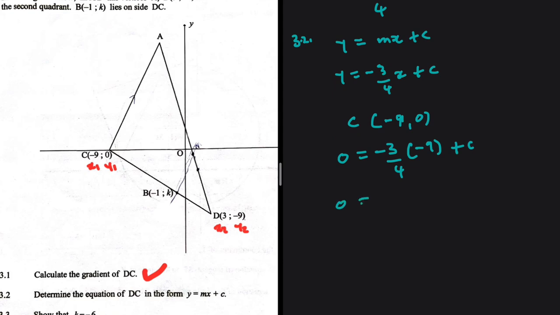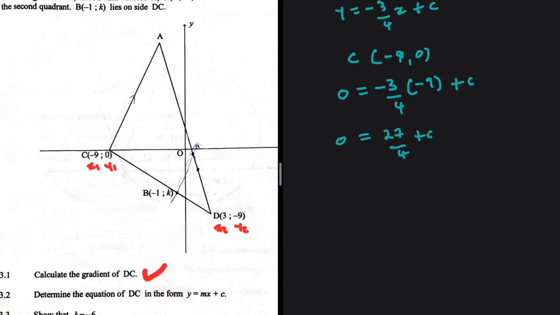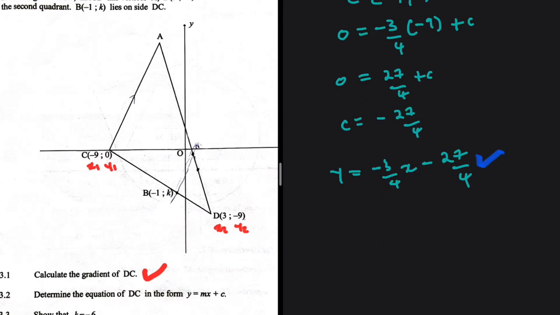So we have 0 being equal to minus 3 multiplied by minus 9, that is plus 27, divided by 4 plus c. Should be easy to see that c is equal to minus 27 over 4. So what is y? y is equal to minus 3 over 4 x minus 27 over 4. There we go. We have the equation of DC. Sticking to the basics.